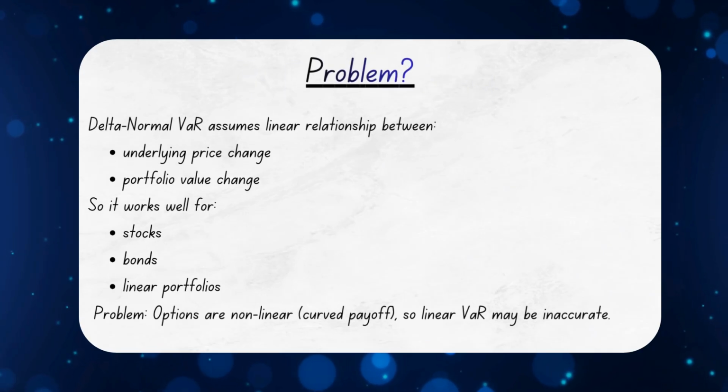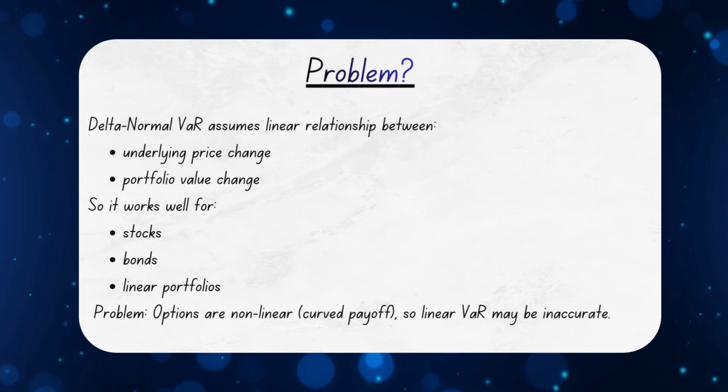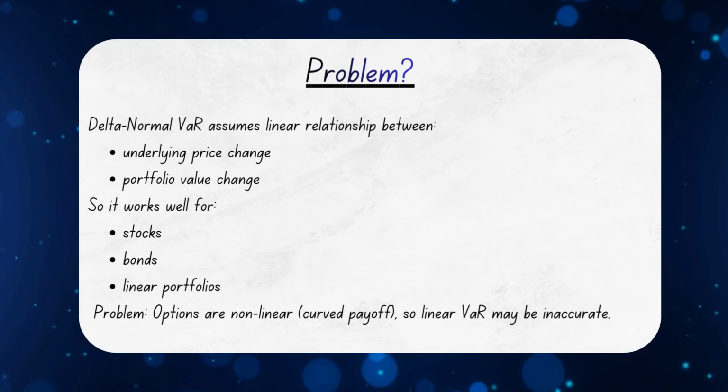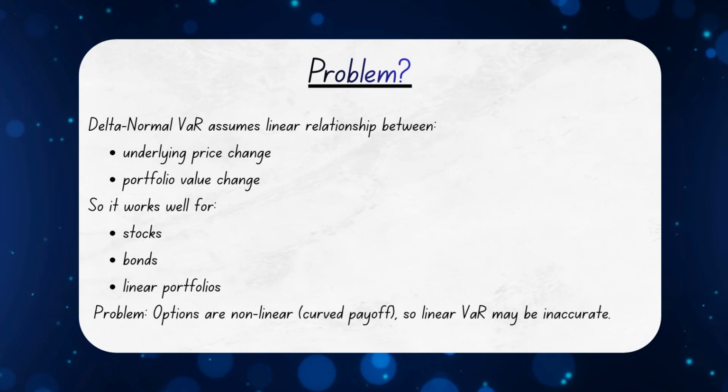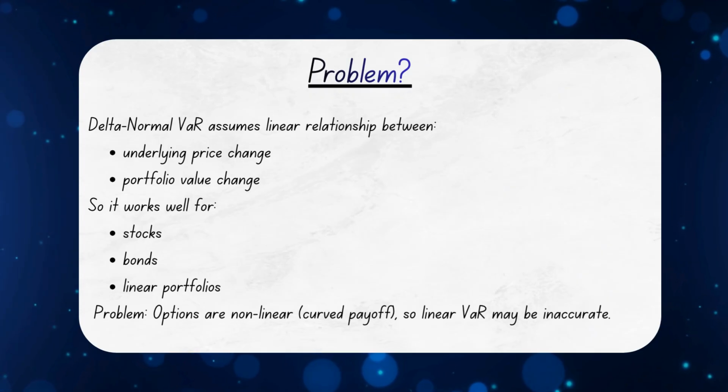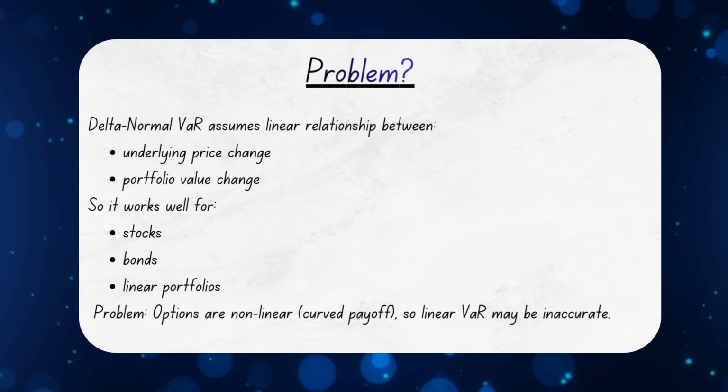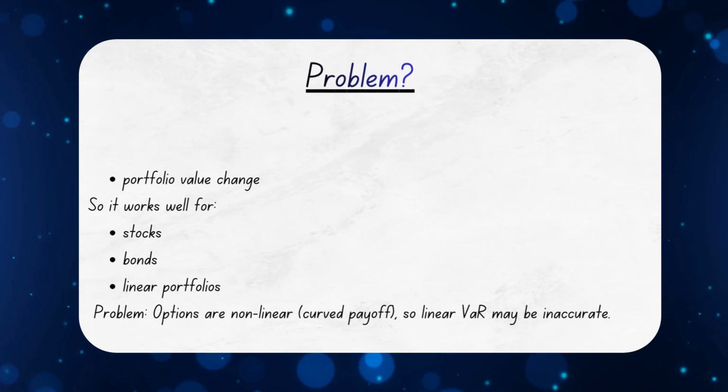Now, here's the problem. Delta-Normal VaR assumes a linear relationship. It assumes that if the underlying price changes, the portfolio value changes proportionally. That assumption works really well for stocks, bonds, and linear portfolios. But options are different. Their payoff is curved. So if we apply a linear VaR method to something nonlinear, our risk estimate can be inaccurate.